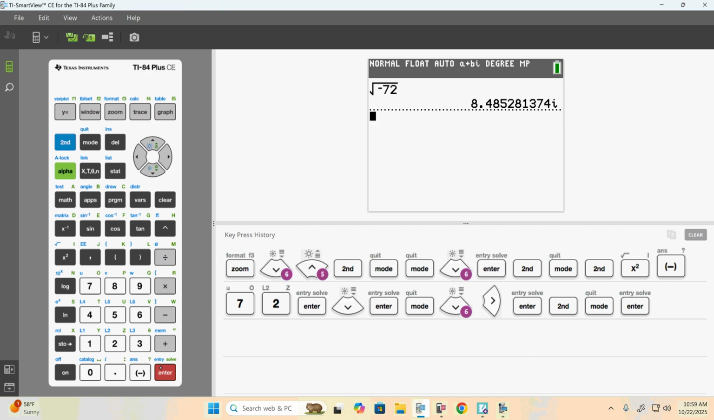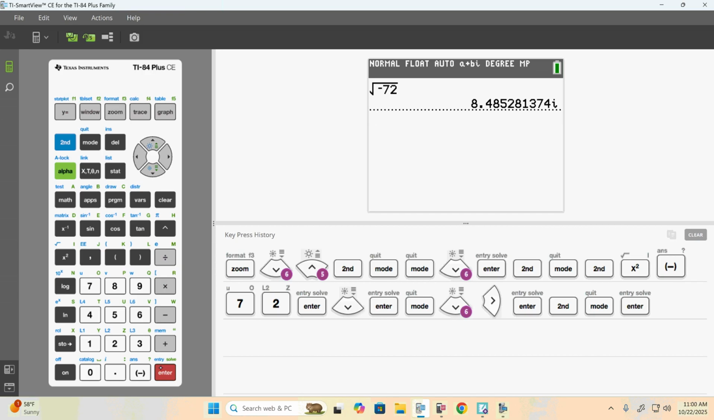But if you notice this here, for this one, it gives us 8.485821374i. Because as we saw already, square root of 72 is not a perfect square, so we get 6 square roots of 2. Questions on this here?